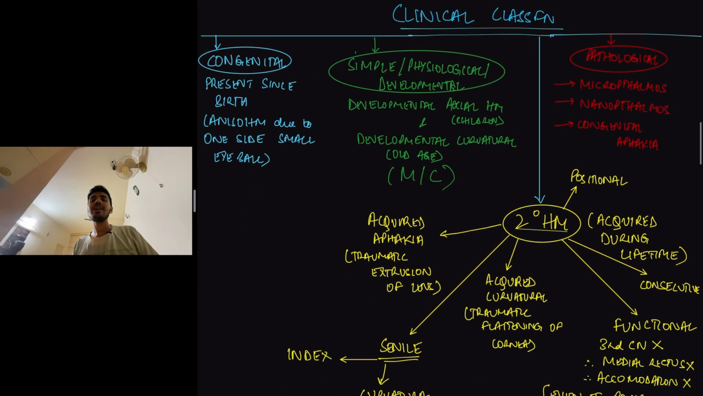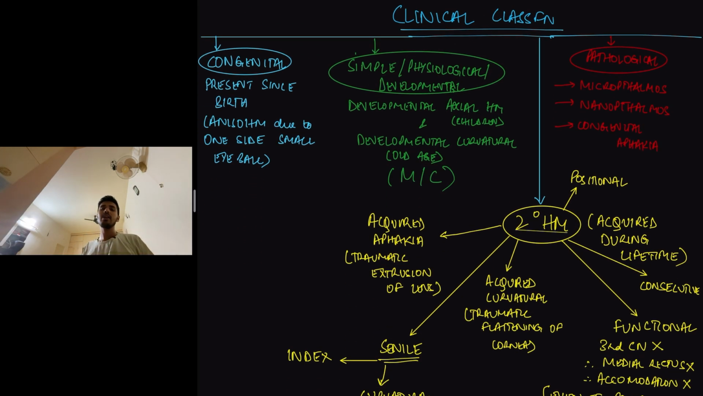Next, coming to the clinical classification. Now, under clinical classification, first of all, we have congenital hypermetropia. Congenital hypermetropia is present since birth. Since birth, how do you have hypermetropia? Basically, it is anisohypermetropia, where one eyeball is small. Congenitally, one eyeball is very, very small. So one side has a small eyeball, so that side will have hypermetropia. The other eyeball might be normal. So anisohypermetropia.